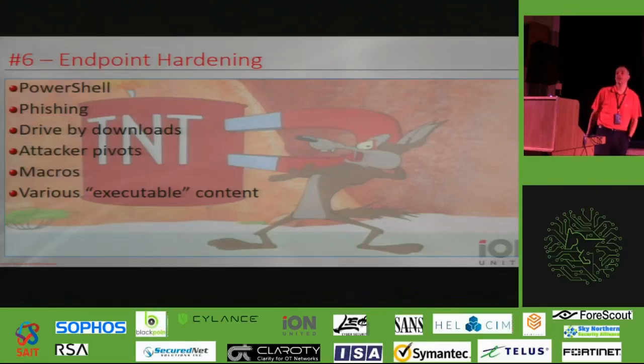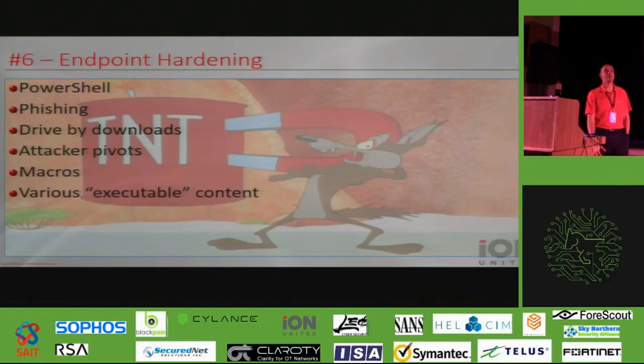Endpoints are where it's at, right? That's where all the bad stuff lives. It's what it takes advantage of. It's what it's attacking. PowerShell, we all know about the PowerShell frameworks. Phishing, you end up on an endpoint after you phish someone. Drive-by downloads are still a thing. And attackers generally want to get onto an endpoint and pivot. Macros are a great way to do a lot of this, as is other executable content.